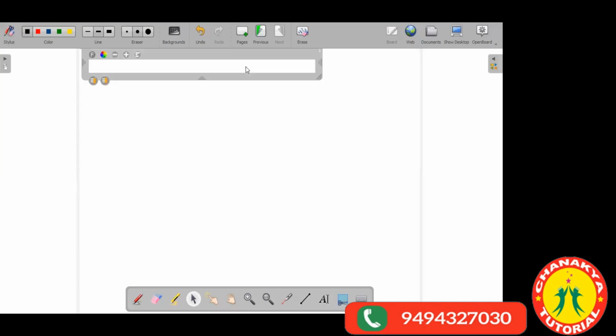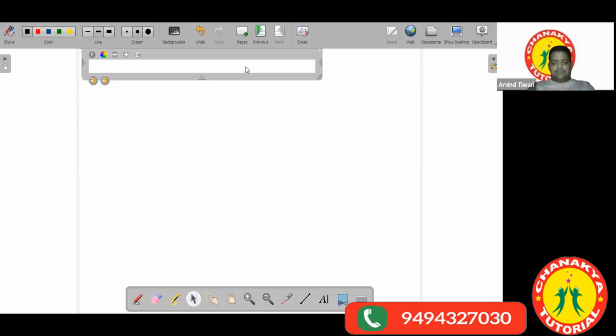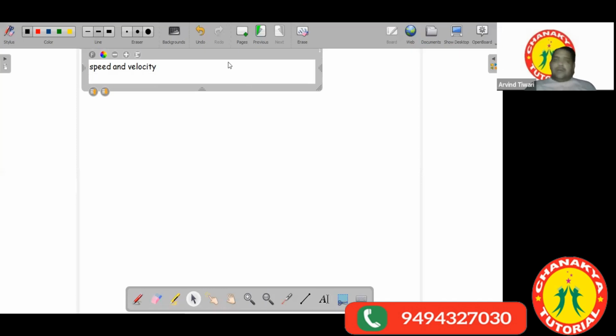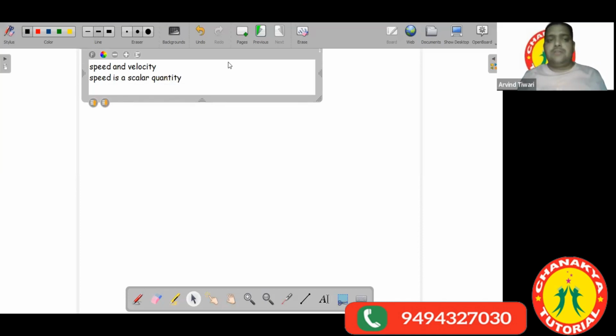Okay, so let's say speed and velocity. Generally we use these terms interchangeably, but in physics both of them are different from each other. We see that speed is a scalar quantity, whereas velocity is a vector quantity.